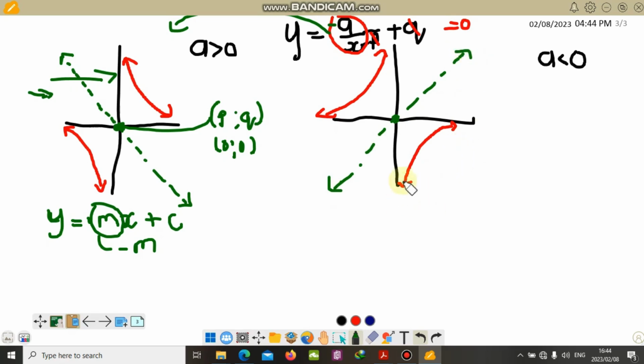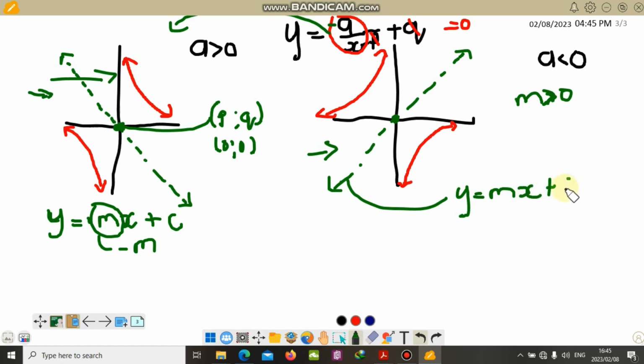See that? But now look at this line here. As I move from the left to the right, the line goes up. You see that? I'm moving from the left going to the right, but the line is going up. So because of that, m is going to be positive. M is greater than 0. M is positive. So the equation to this will be y equals mx plus c.